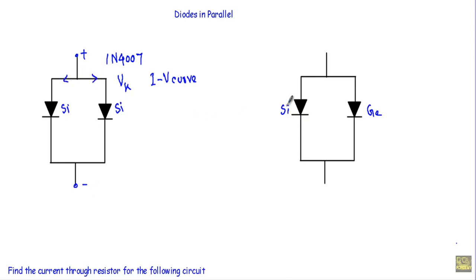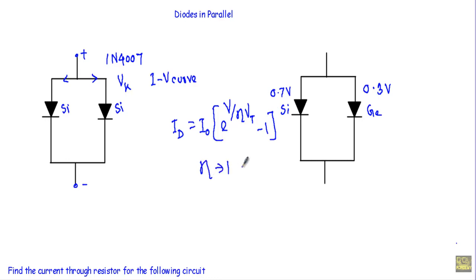Now see, if I have a silicon diode like this connected in parallel with a germanium diode, the characteristics of the silicon diode are quite different from the germanium diode. For example, the silicon diode has a built-in potential of 0.7 volt. The germanium diode has a built-in potential of 0.3 volt. Now if I write down the diode current equation, ID equals reverse saturation current I naught times exponential of V, the applied voltage, divided by eta Vt, the thermal voltage, minus 1. Here this eta is the ideality factor, which is equal to 1 for germanium and 2 for silicon.